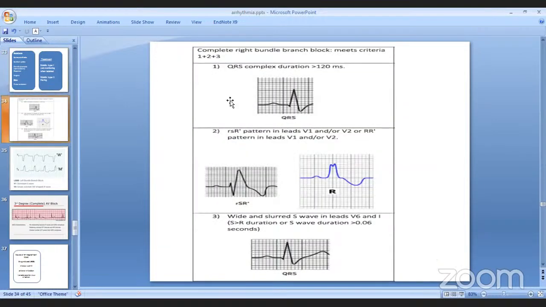Now, let's talk about the right and left bundle branch block. I'm just going to talk about the ECG changes, right? What ECG changes occur in right bundle branch block and what in left bundle branch block. So what's going to happen in the right bundle branch block? The QRS complex duration is going to increase. Normally it's 0.12 seconds or 120 milliseconds. But in right bundle branch block this duration is going to increase.